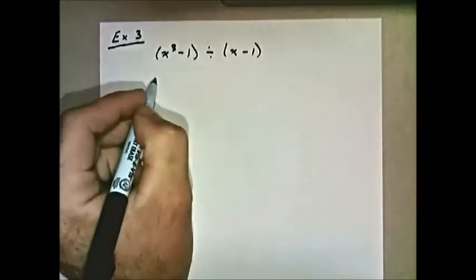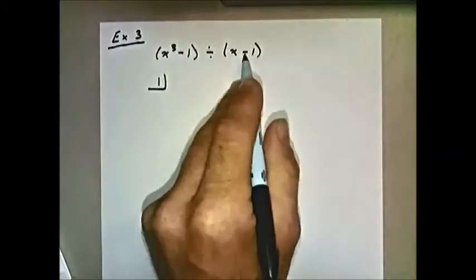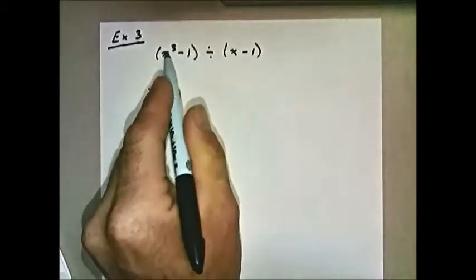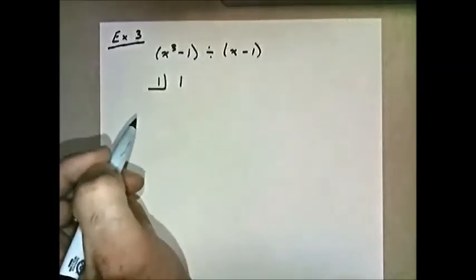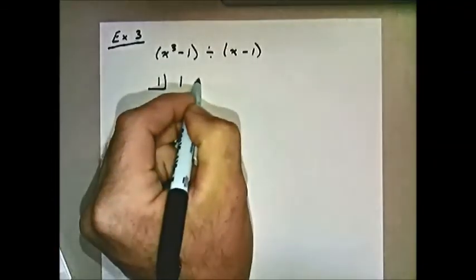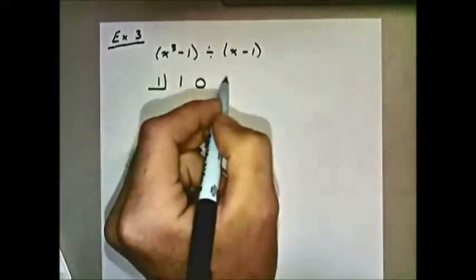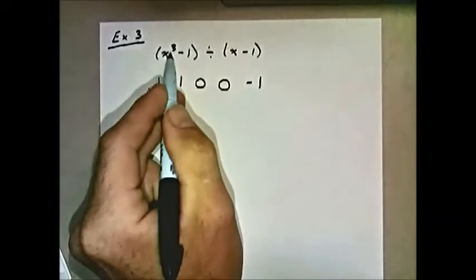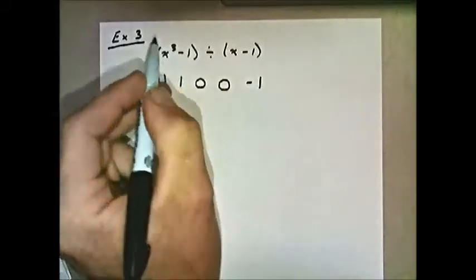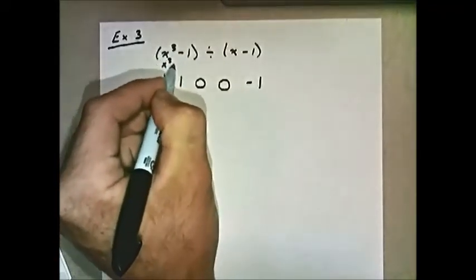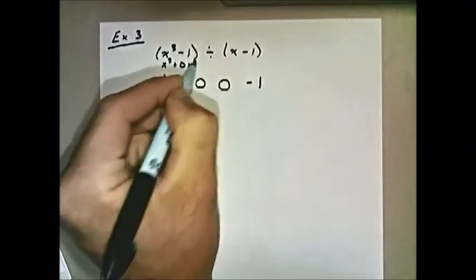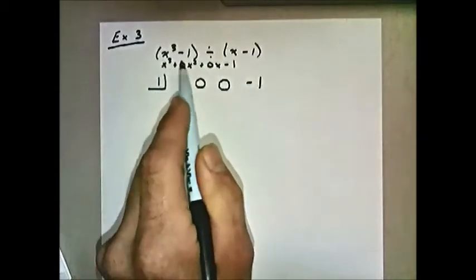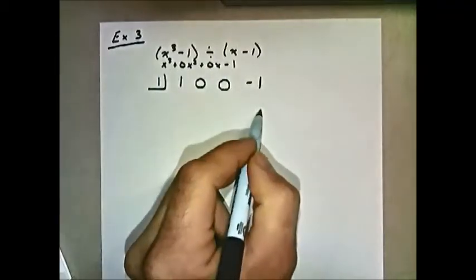So again, in the box, we're putting a positive 1 this time, since we have negative 1 in our quantity. Writing out x to the third minus 1, our coefficients are 1. We have 0 x squared, 0 x's, and a negative 1. If you think about x to the third minus 1, you could write this as x to the third plus 0 x squared plus 0 x minus 1. So that's where your 1, 0, 0, negative 1 come from.